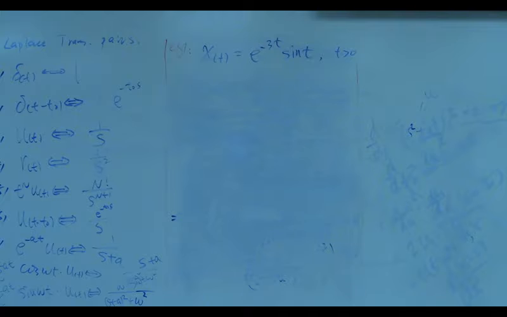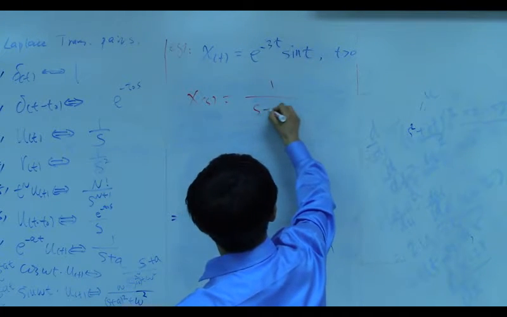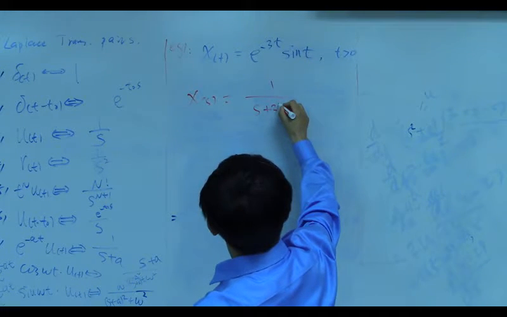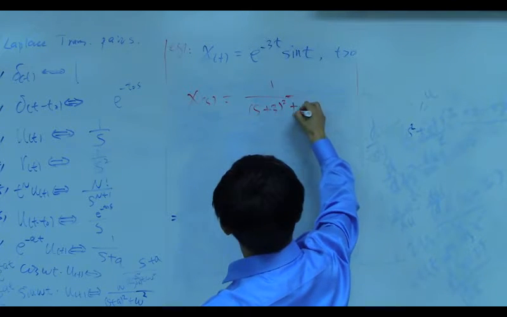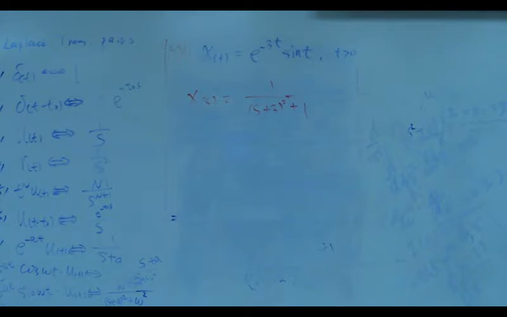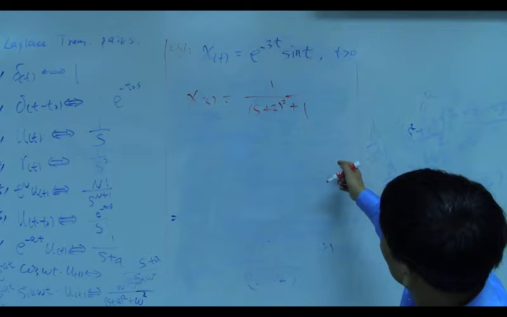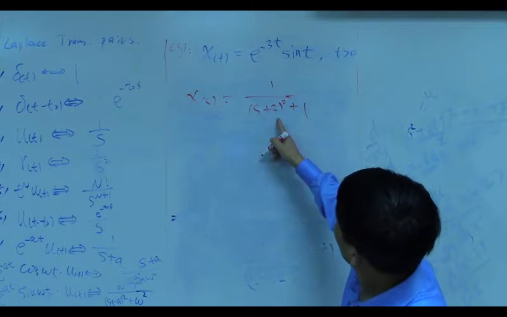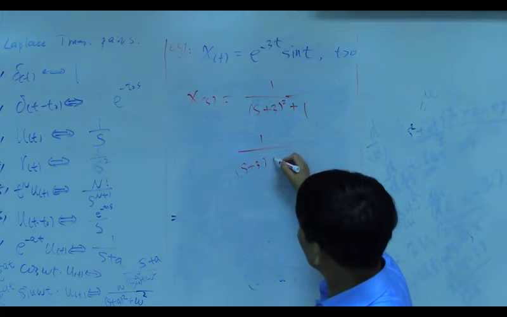Get it? Anyone get it? Okay, 1 over s minus 3, 1 over s plus 3 squared plus 1. Easy, right? That's not what I got. What do you get? I just got 1 over s minus 3 times 1 over s squared plus 1 squared. 1 over s plus 3 times.